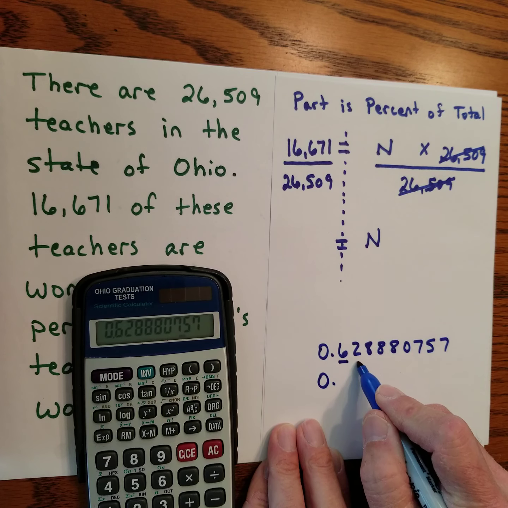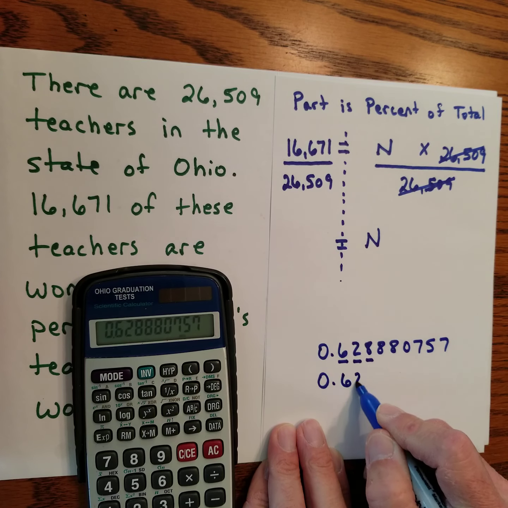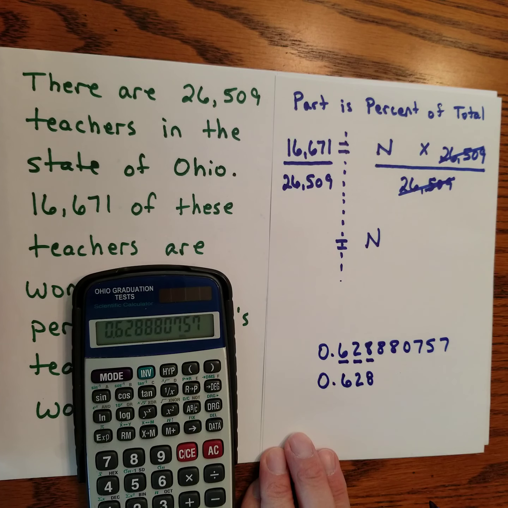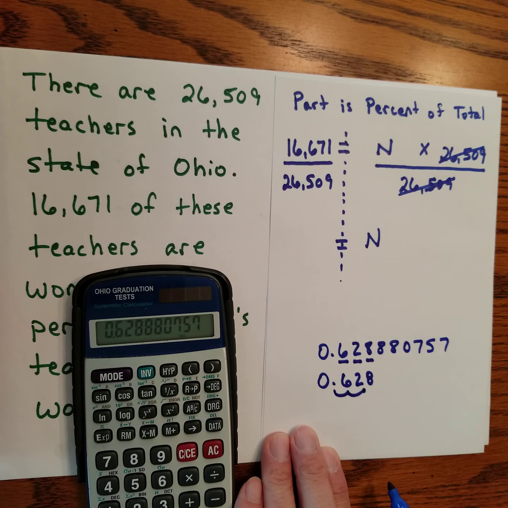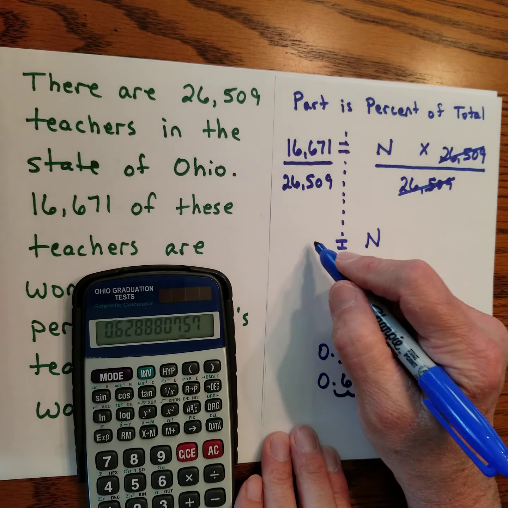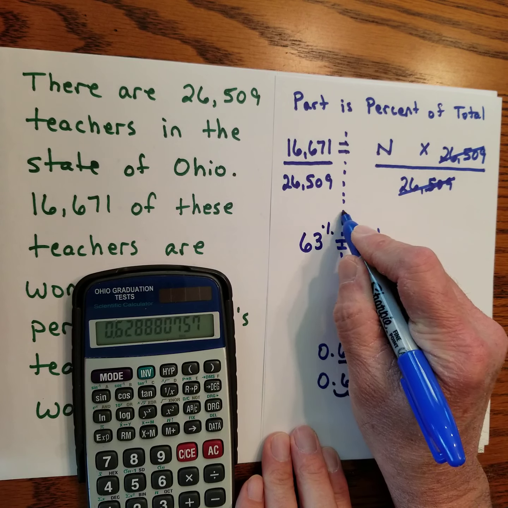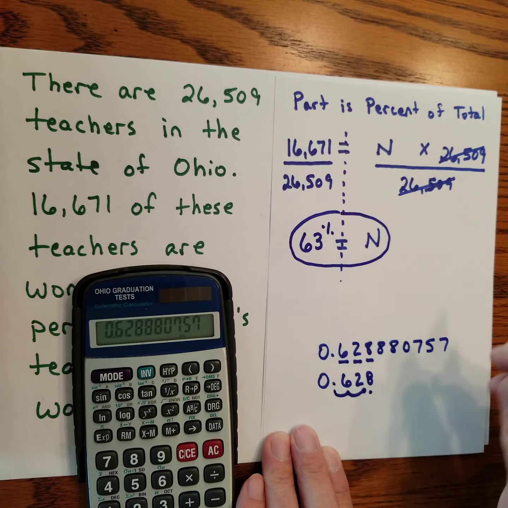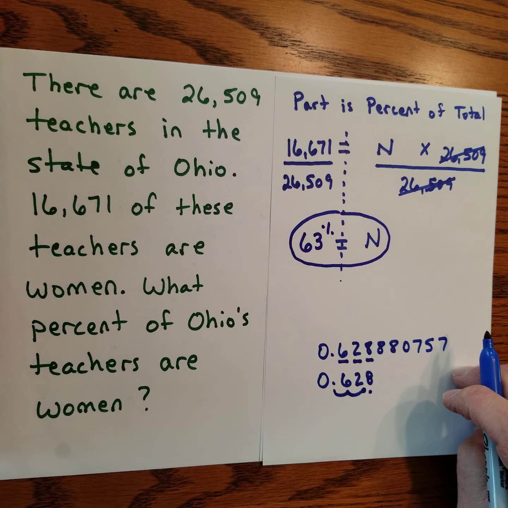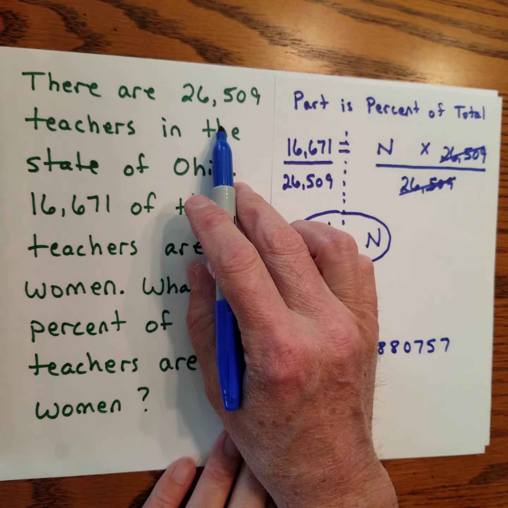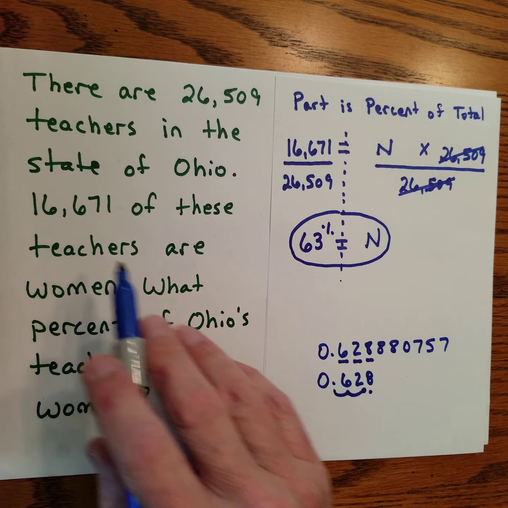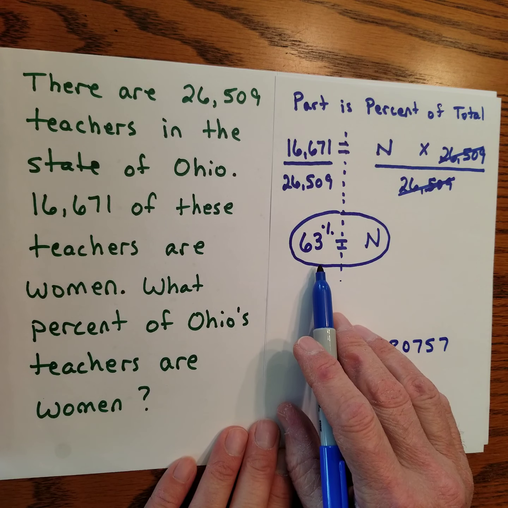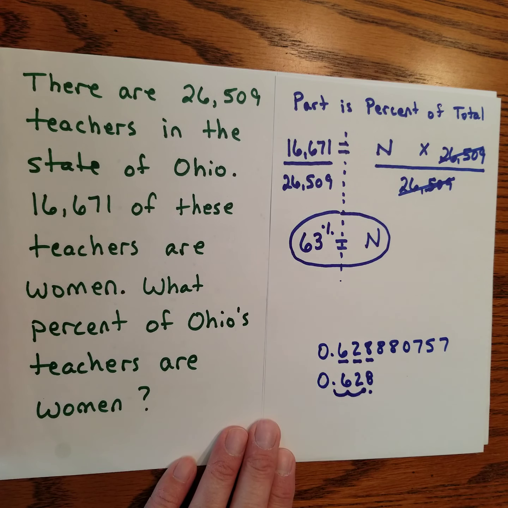I'm going to concentrate on just these three digits. Now, when I move the decimal point 2 spots to the right, am I closer to 62% or 63%? Since this number is large, we'll round that up to 63%. Let's take that back to the problem and make sure that it makes sense. There's 26,509 teachers in Ohio. 16,671 of them are women. That's 63%. Approximately 63% of the teachers in Ohio are women.